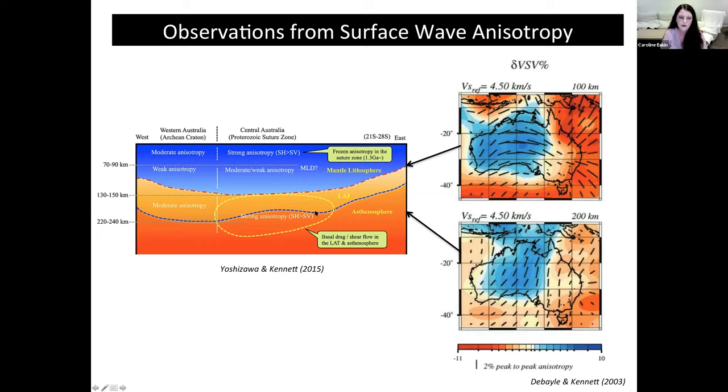So in this diagram, it's indicating that a wide range of different models see this strong anisotropy at the base of the Australian continent, at the base of the lithosphere and the upper part of the asthenosphere. However, at 100 kilometers depth, you would be hard pressed to take this image and see any sharp variations in the anisotropy, like you could in the crust, to be able to draw the different geological boundaries.